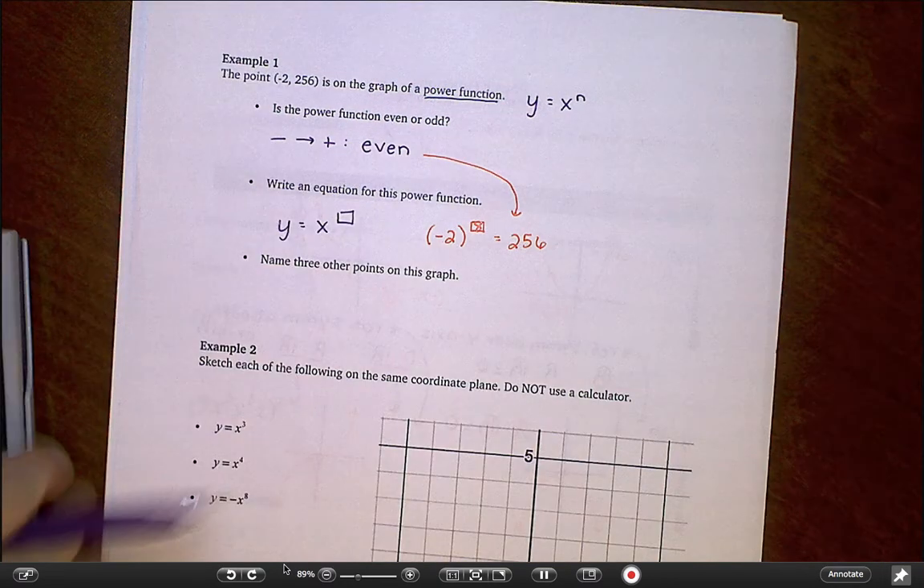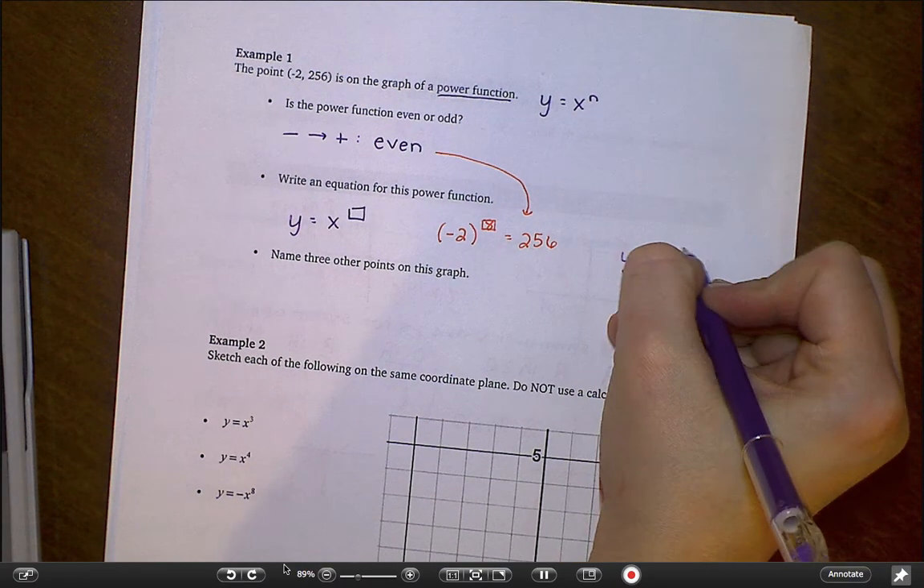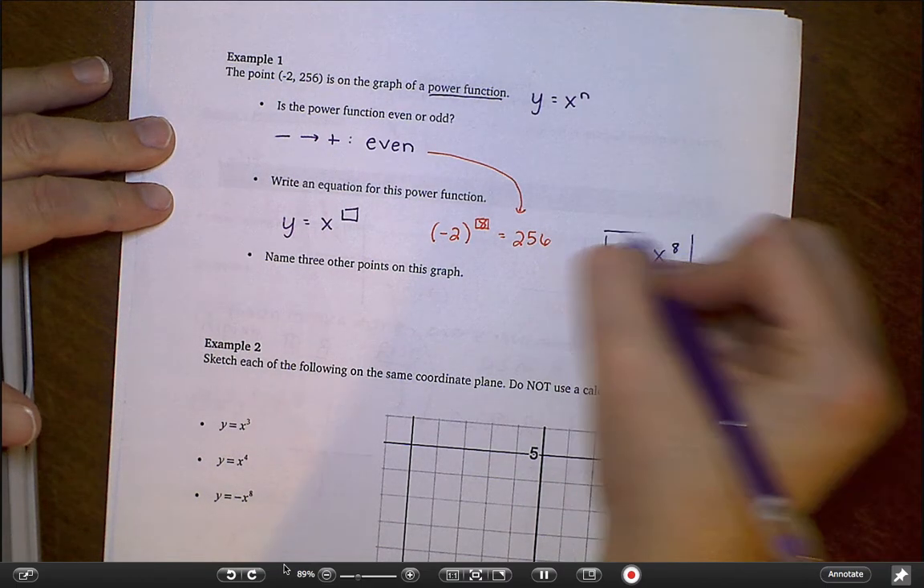So that means my equation is just y equals x to the 8th power. Okay, so figuring out the power for right now, our best bet is just to do some guess and check.